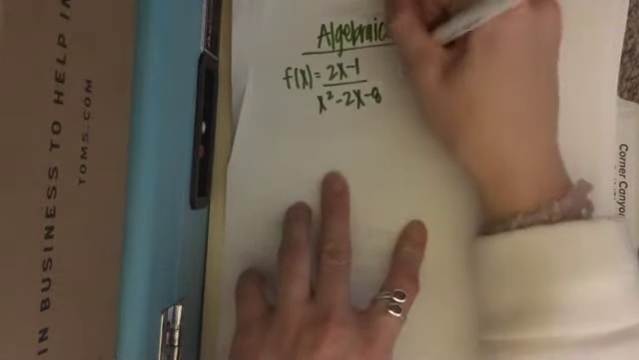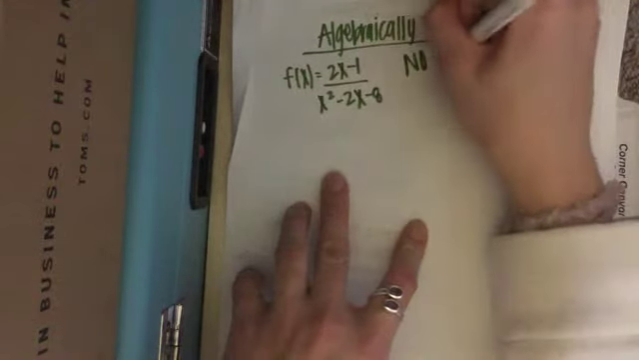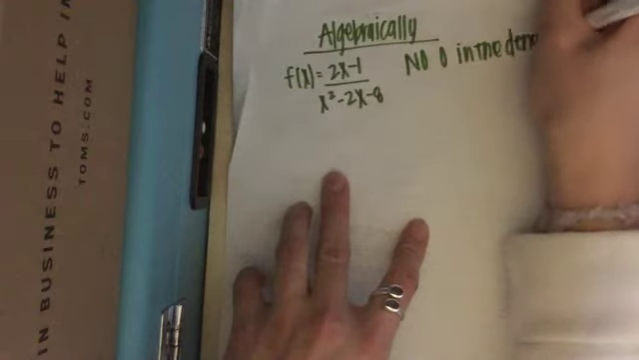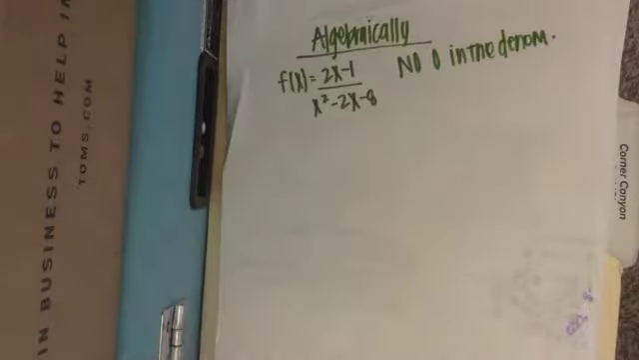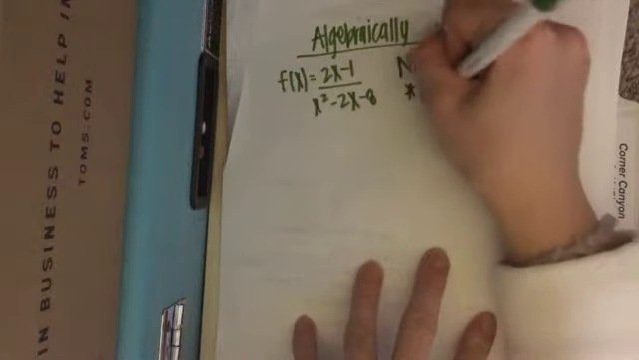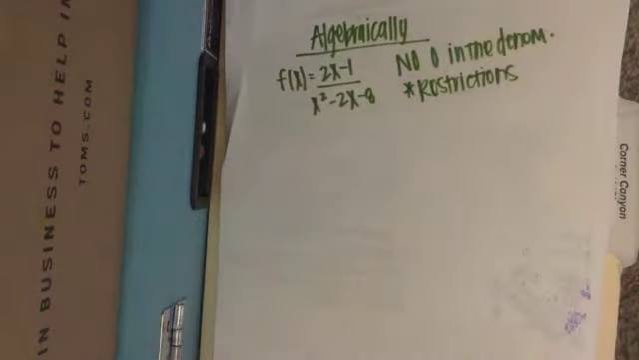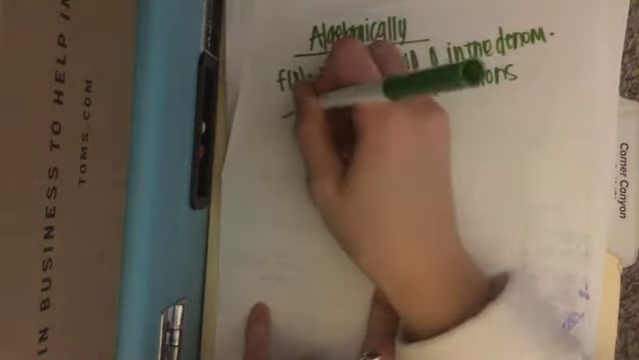Now, you cannot have zeros in the denominator. Okay, you cannot divide by 0. So this is the same as restrictions, if you can remember back to when we were finding restrictions, when we were solving rational expressions. We need to factor this first.